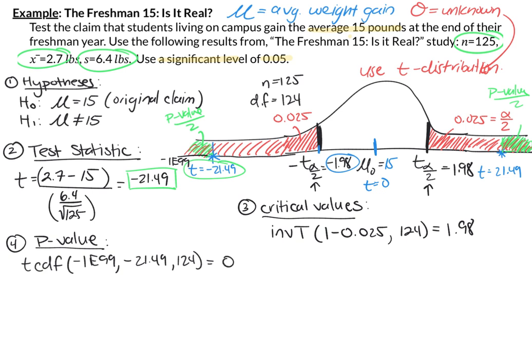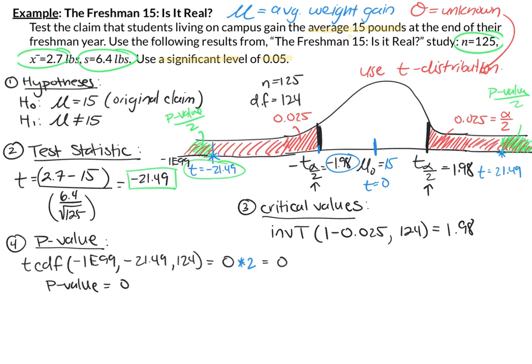So whatever this answer is, don't forget that you have to multiply it times 2 so that you get the green shaded region in the left and the green shaded region in the right anytime you have a two-tailed test. But we also know that 0 times any number is just 0. So our p-value for this problem is a p-value of 0.